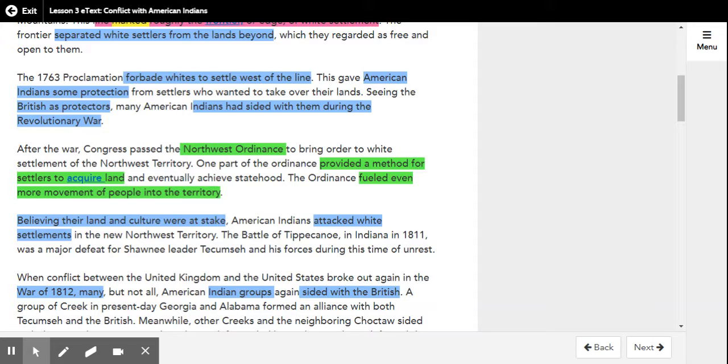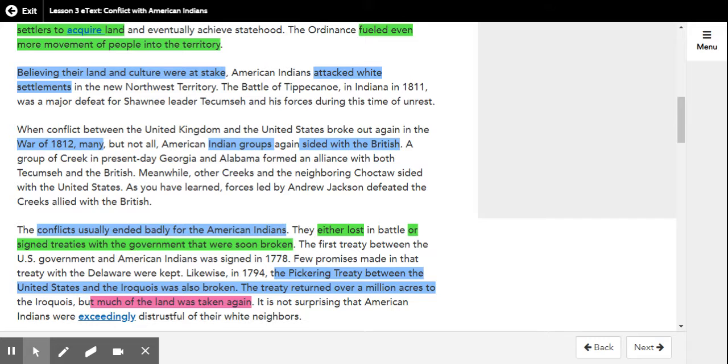The Battle of Tippecanoe in Indiana in 1811 was a major defeat for Shawnee leader Tecumseh and his forces during this time of unrest. When conflict between the United Kingdom and the United States broke out again in the War of 1812, many, but not all, American Indian groups again sided with the British. A group of Creek in present-day Georgia and Alabama formed an alliance with both Tecumseh and the British. Meanwhile, other Creeks and the neighboring Choctaw sided with the United States. As you have learned, forces led by Andrew Jackson defeated the Creeks allied with the British.